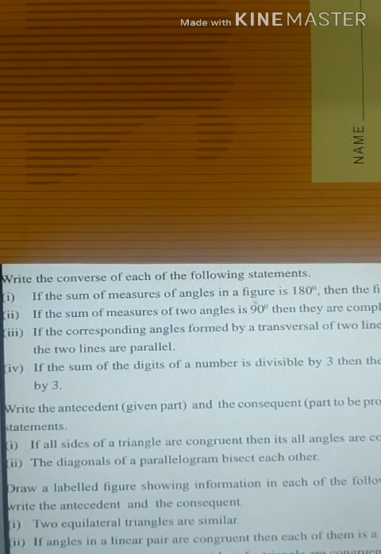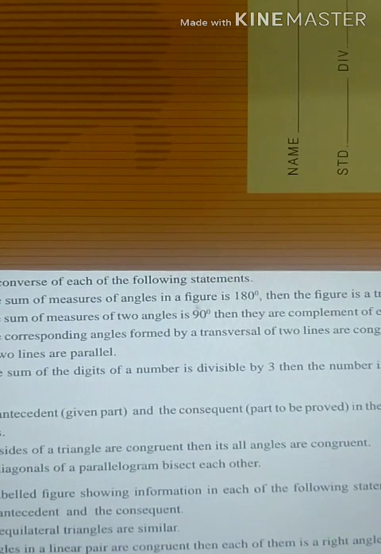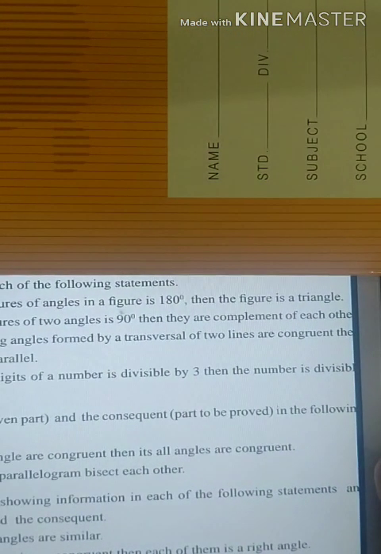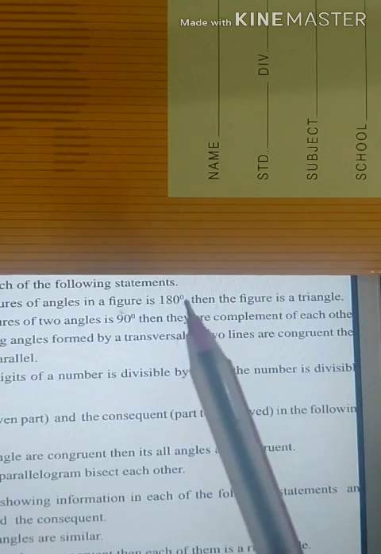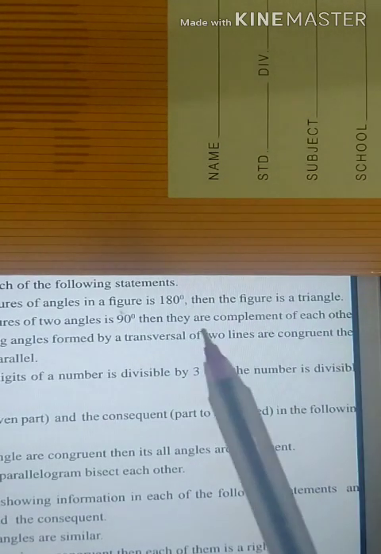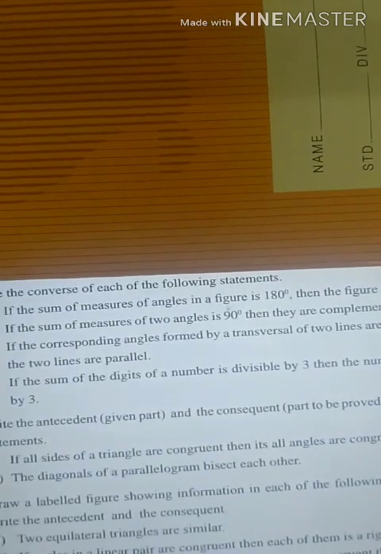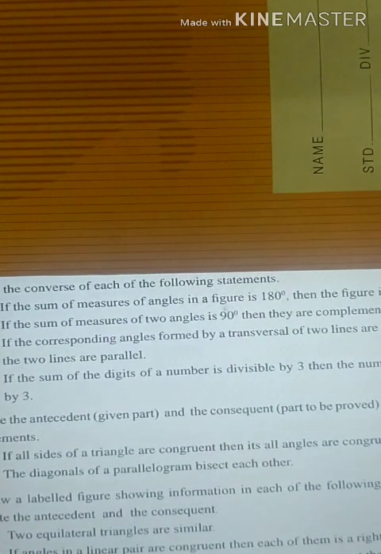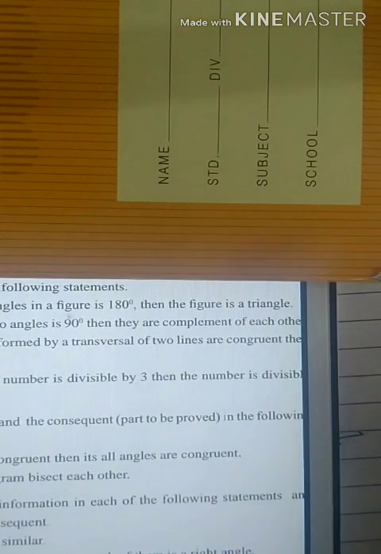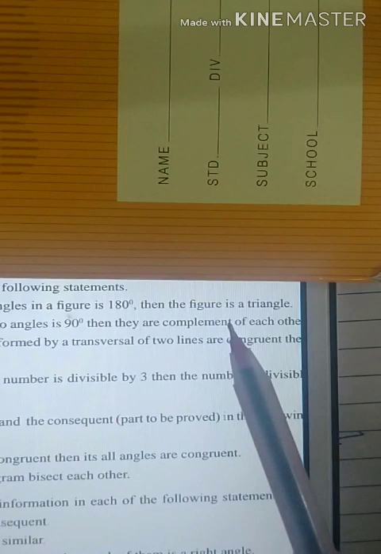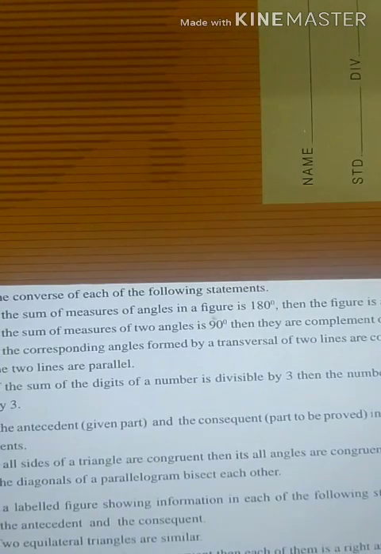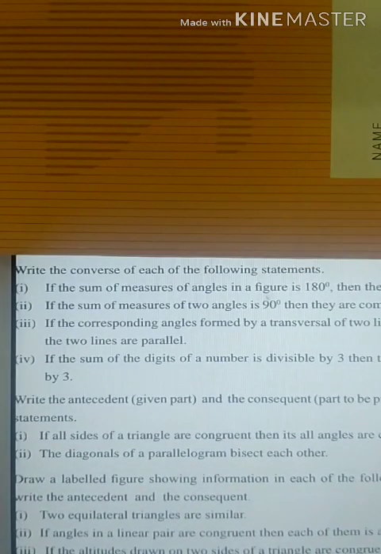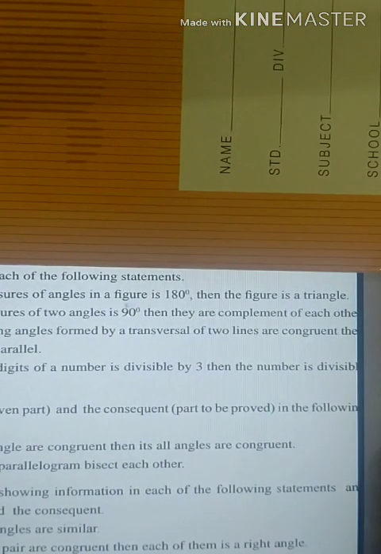Second one. If the sum of measures of two angles is 90 degree, then they are complement to each other. If two angles are complement of each other, then the sum of measures of two angles is 90 degree. Now you are getting it easily, no? Again I repeat, if two angles are complement of each other, then the sum of the measures of two angles is 90 degree.